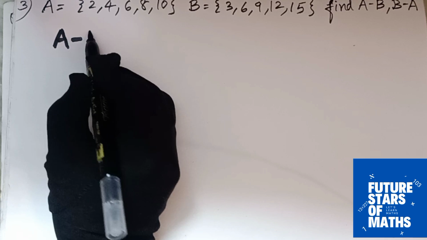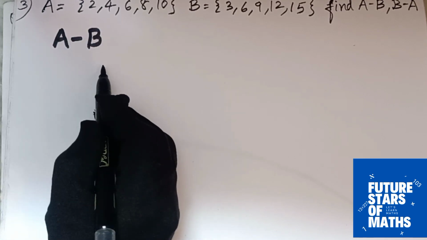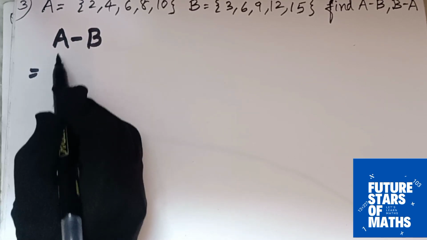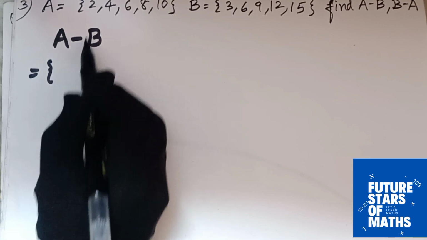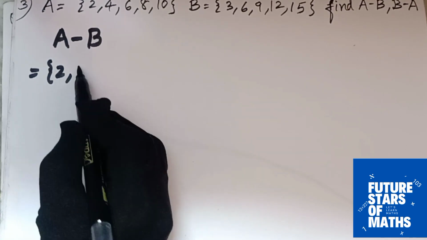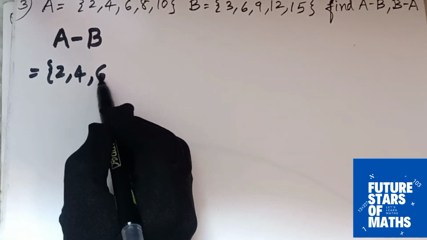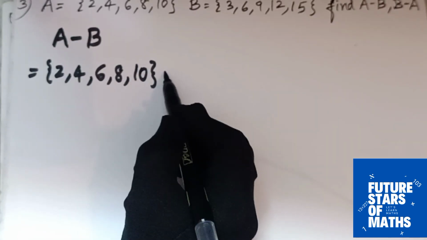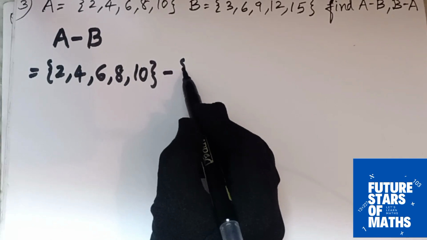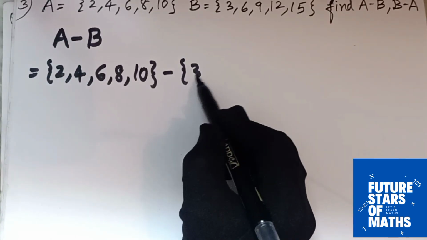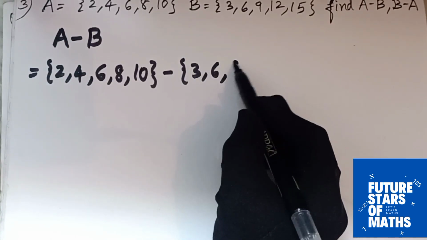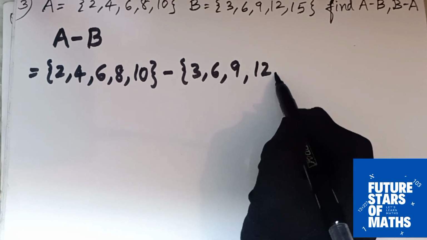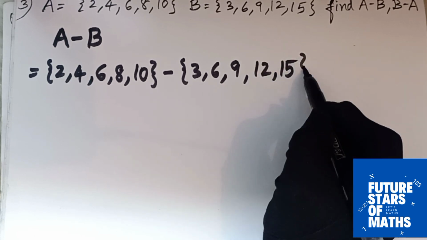First, we have to find A minus B. So, I wrote A minus B here. Now, in place of A, we will write the set A. All the elements which are in set A, we will write here: 2, 4, 6, 8, 10 minus B. The elements which are in B, that set we will write here: 3, 6, 9, 12, 15.